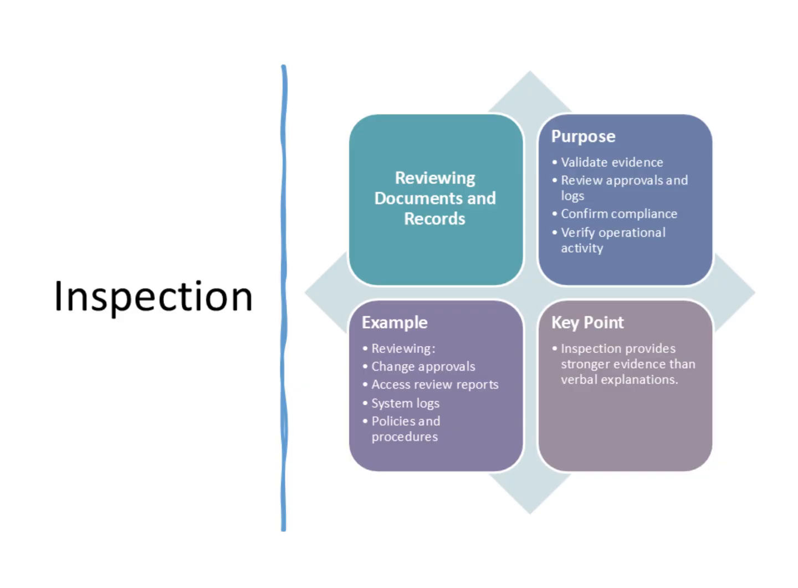Inspection is one of the most important audit procedures because it involves reviewing documents, records, and other forms of evidence. Auditors use inspection to validate that controls are operating, approvals have occurred, procedures are being followed, and activities are properly documented. Examples of inspection include reviewing change approvals, access review reports, system logs, policies, procedures, and transaction records.